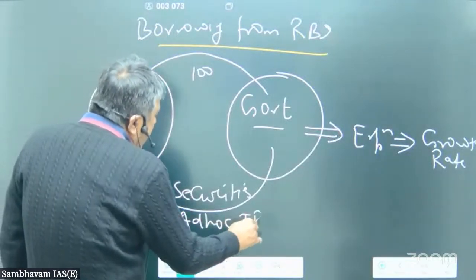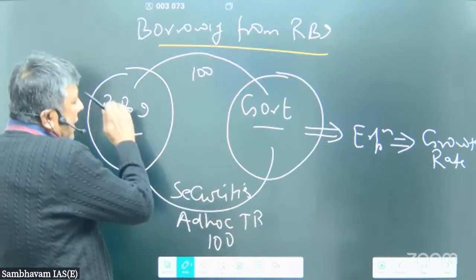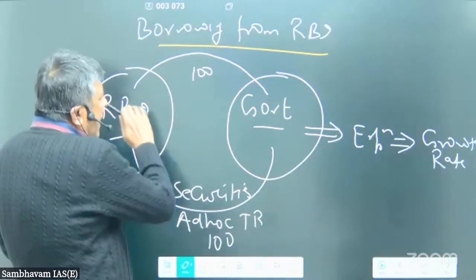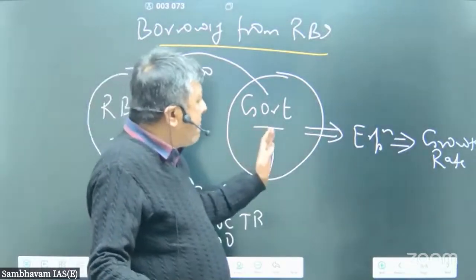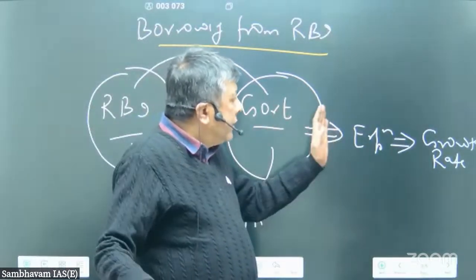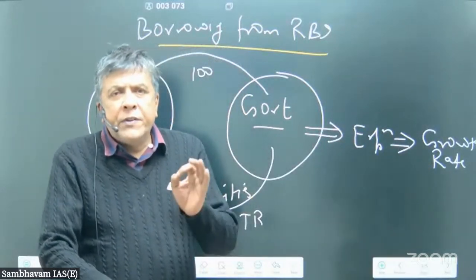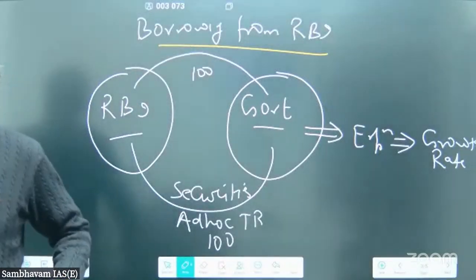The name of the security was ad hoc Treasury Bill. A Treasury Bill of 100 was issued, and against that, RBI printed the notes, fresh currencies were printed and given to the government. Why was the government taking a loan from the RBI? To meet the expenditure, to get the target of growth rate. I hope the entire process is clear, because a number of questions are going to come. Okay.